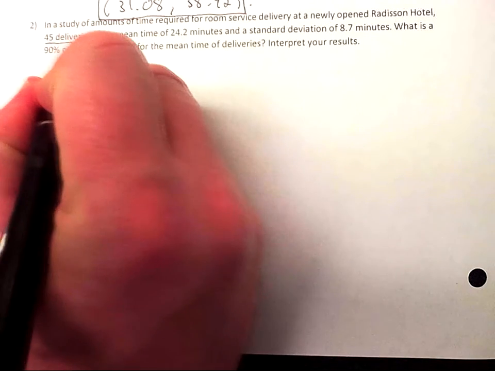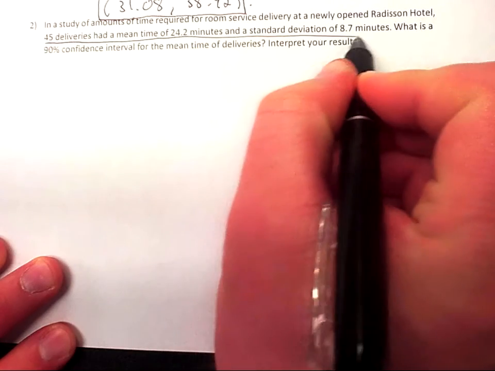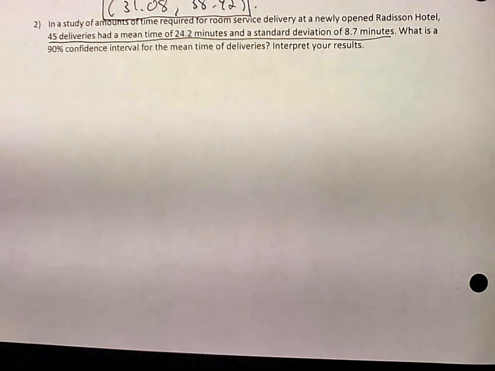All right. So this portion right here, this is important, right? I'm trying to point this out to show you guys that whenever you're dealing with word problems, we're still just trying to boil it down to the types of questions that we had for number one. Then we're asked to find a 90% confidence interval for the mean time of deliveries, and then interpret our results.